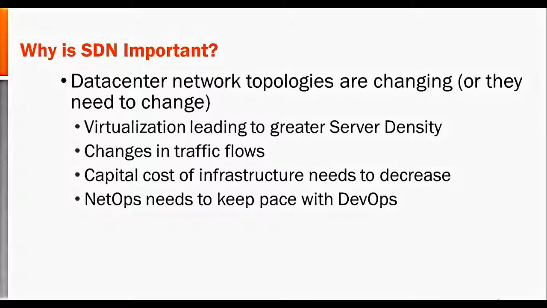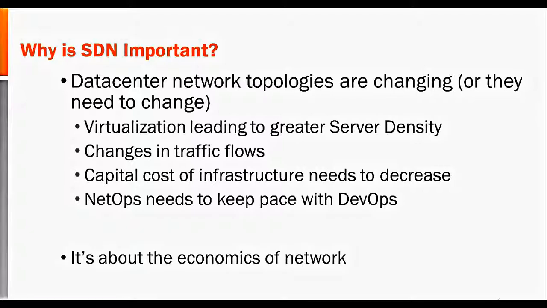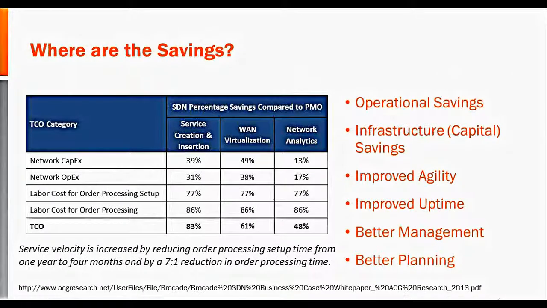It's because the capital cost of infrastructure needs to decrease, and the operating costs of running that infrastructure, and it's because NetOps needs to be able to keep pace with DevOps and the ever-increasing speed of new application development. It's about the economics of networking. So where are the savings? Brocade commissioned a total cost of ownership study through ACG Research, and we've got a link there that I'm sure you can't read in that tiny font telling you where to get the research.